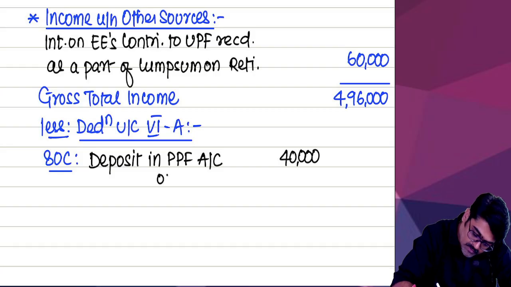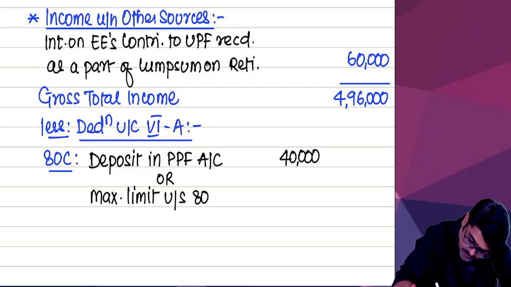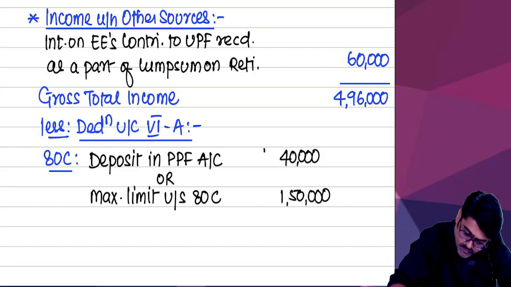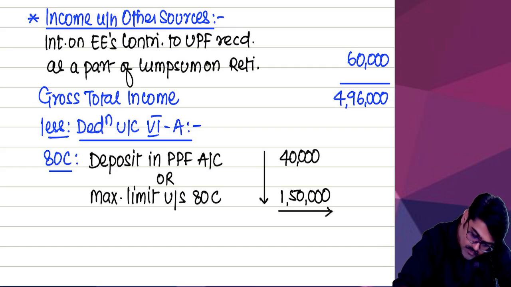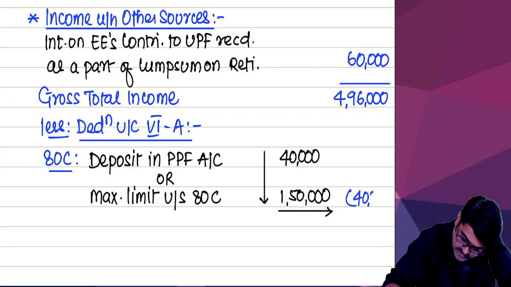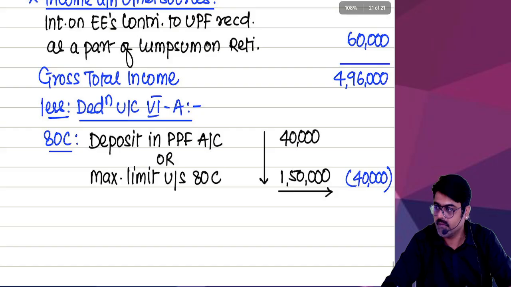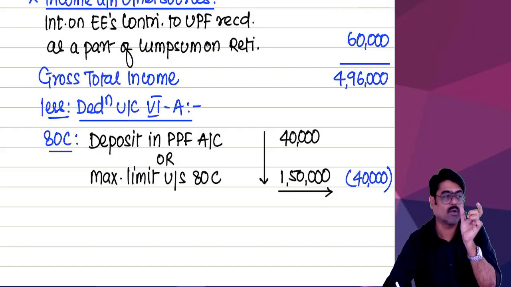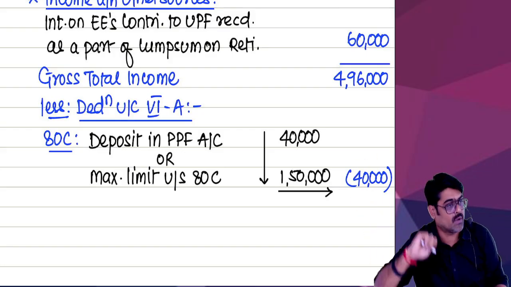So the maximum limit is how much? 1,50,000. If the amount is within the limit of 1,50,000, it will be fully allowed. So this or this, whichever is lower. How much will be the total deduction? Come on, tell me. 40,000 in the outer column. This is the deduction under 80C and this is the only deduction under chapter 6A. If other deductions would have been there, I would have done the total of all the deductions in the first column itself and then the grand total in the outer column.